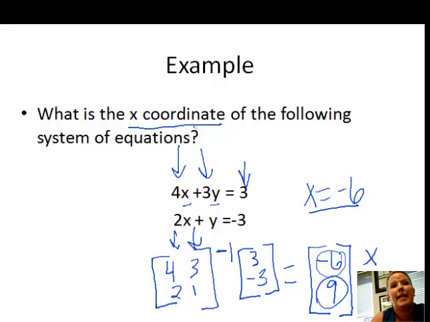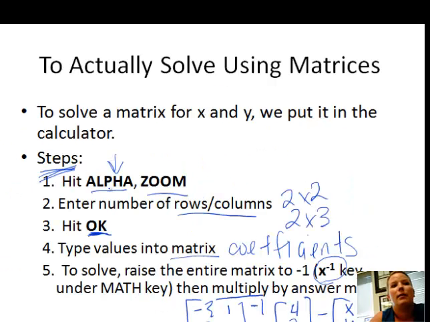Okay, so to recap, the most important part about a matrix is knowing the steps on the calculator. So we want to make sure that we do alpha zoom, and that's only for the yellow calculators. If you have a silver calculator or an old school TI-84, it's a little bit more complicated. You can still do it, but it takes more time. Alright, we enter the number of rows and columns, hit OK, we type in the answer matrix, and then we get our solutions. And we'll talk about what happens when sometimes it doesn't work and you get a weird answer. We'll talk about that in class.